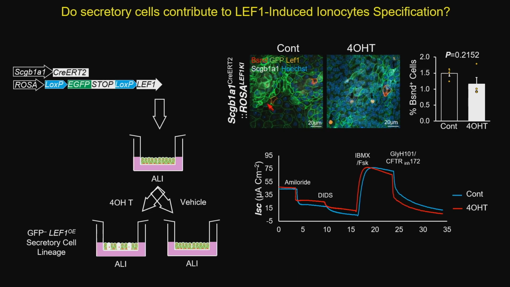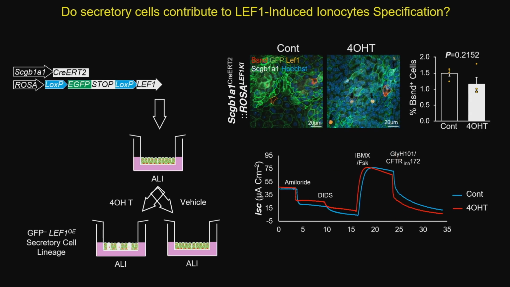For BSND, there was not a significant difference in the number of cells that are BSND positive, not a significant increase or decrease in ionocyte differentiation between both groups, and it's depicted here in red. And the p-value is 0.2152. All right, so it didn't affect the differentiation of ionocytes. What about the short circuit current? The same thing, so it was not different between both groups.